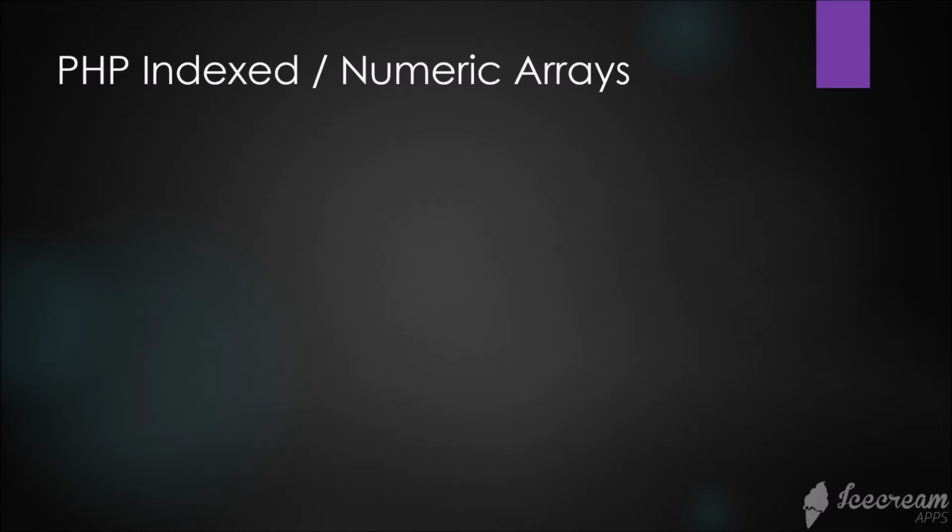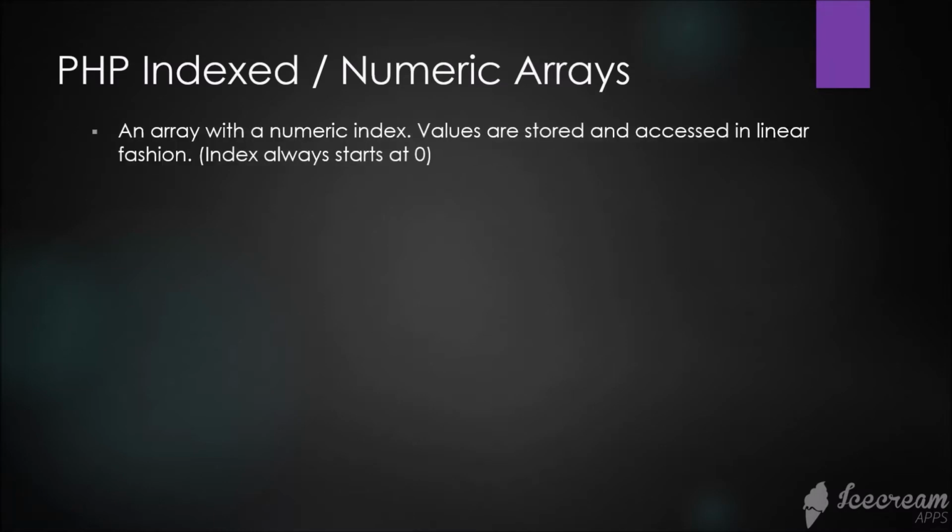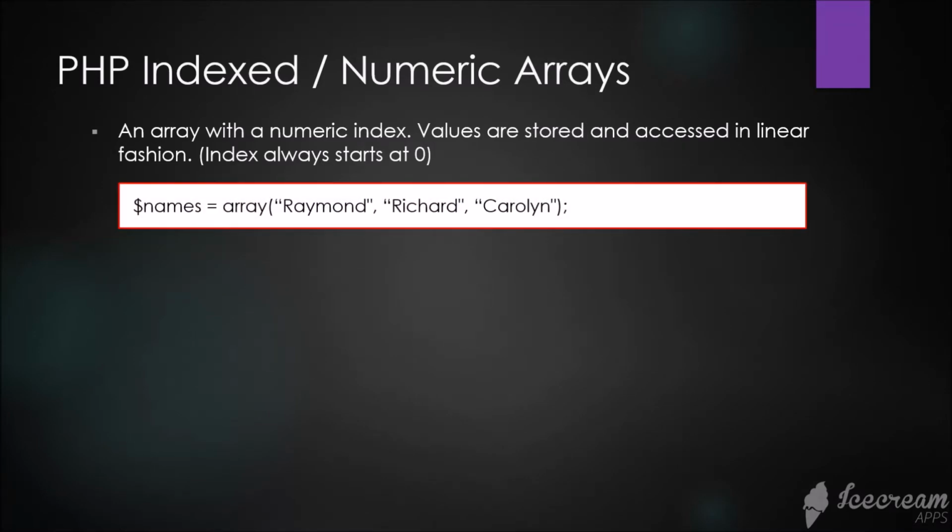Okay, so let's start with the first array that we have, PHP Indexed or Numeric Arrays. An array with a numeric index, values are stored and accessed in linear fashion. Index always starts at 0. Okay, so this is how we declare an array. Of course, the variable name, array, open close parentheses, since it is a function. Then we put the values that we want in the array. Okay? The index is basically not visible when numeric, usually. But the index always starts at 0: 0, 1, and 2.